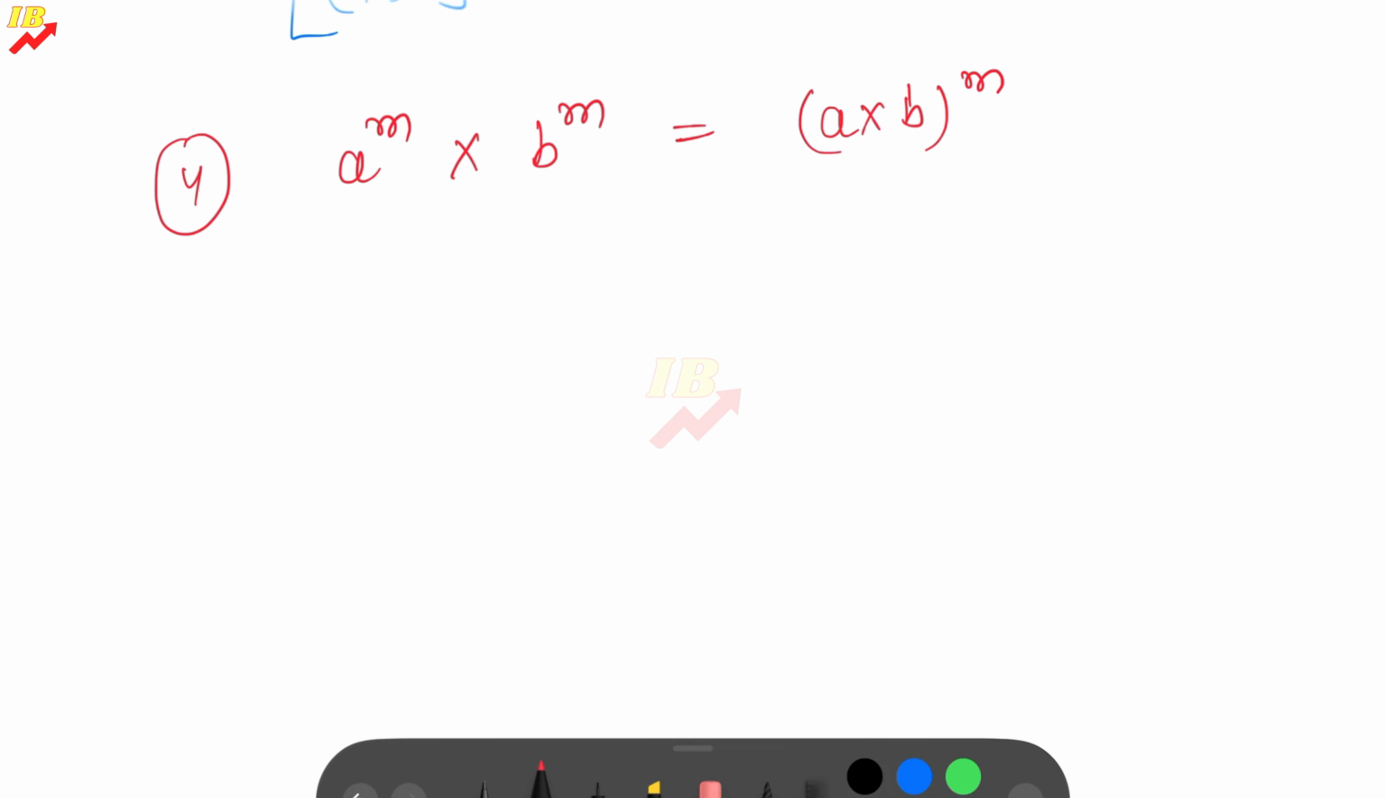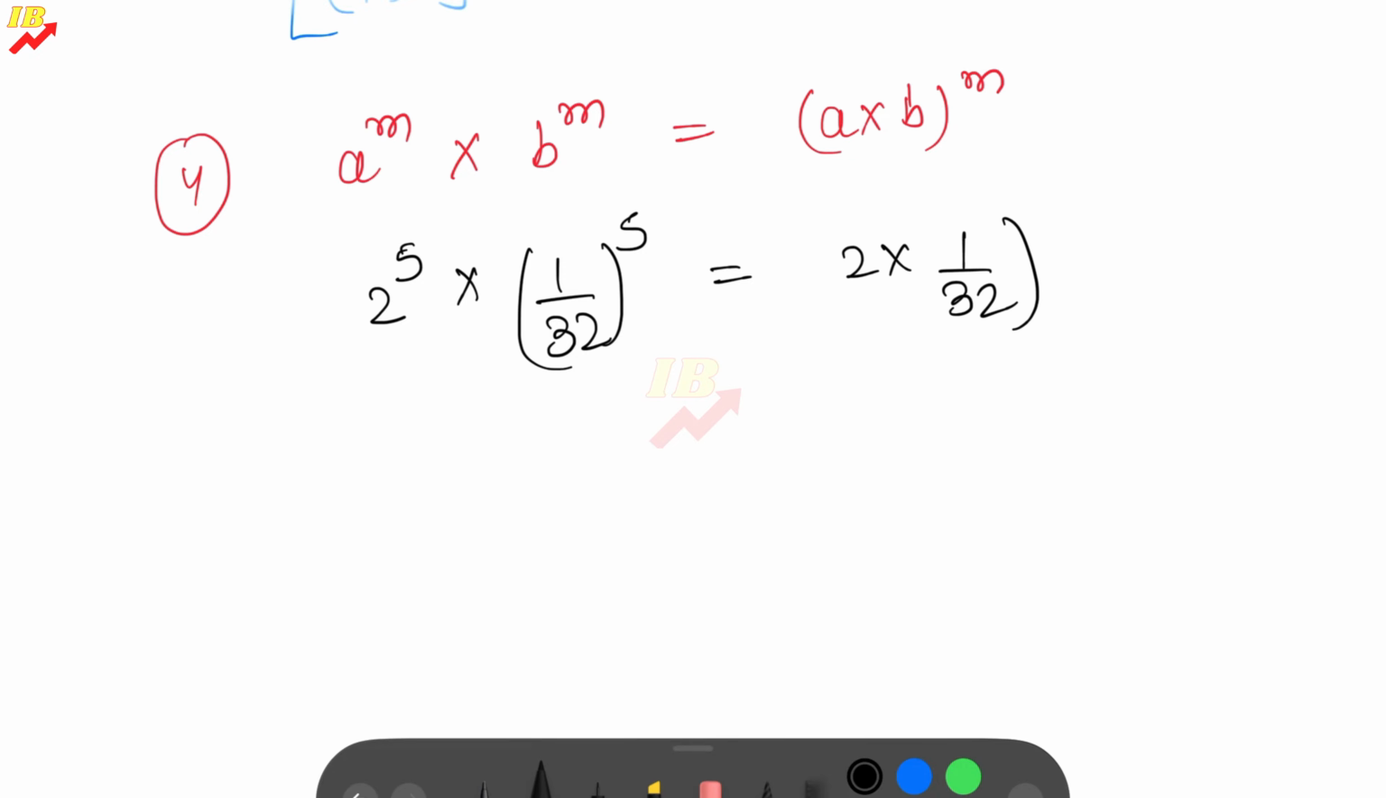If I want to take an example of this, I can write 2 to the power 5 times 1 over 32 to the power 5. Both have power 5 and there is a multiplication sign in between. So I'll multiply 2 times 1 over 32 and make it whole power 5. Now you can solve it easily. I can cancel it out. Wherever you see cancellation, you can follow the same. So this is going to be my answer.